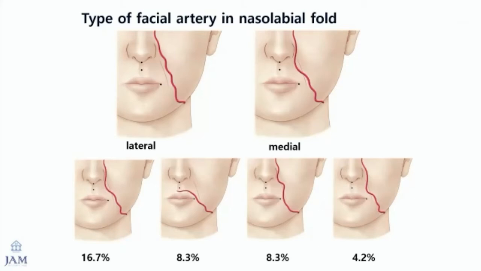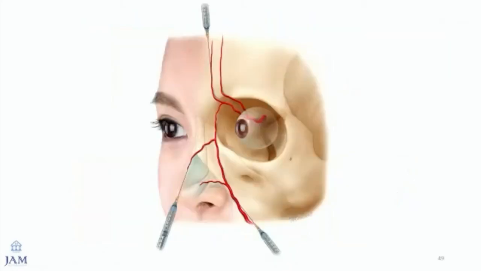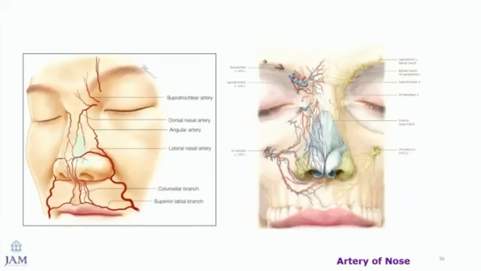You can find that there are many ways to avoid injecting filler into the facial artery, but the most important thing is to inject slowly. A gentle maneuver is strongly recommended in these regions. Another one is the alar part of the nose. In this region, the facial artery runs on layer 2. And this area has a very tight histologic structure, so it can cause ischemic necrosis after injections.